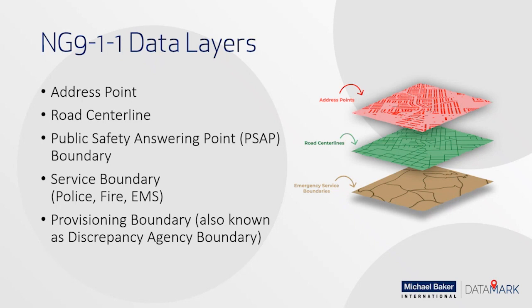Now, what are some reasons why you might change a PSAP boundary? Well, what if there's an annexation? What if you are a city that's a PSAP and you're annexing 10 acres from the county in which you're located? You're going to have to adjust your PSAP boundary to reflect that. So that is one example of a PSAP change.